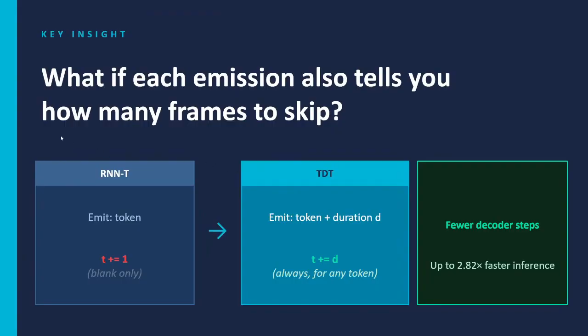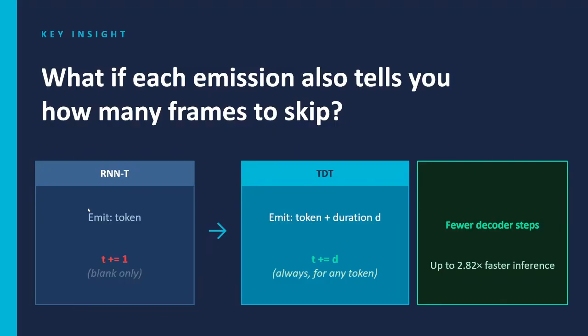TDT's core idea is incredibly intuitive. Since the blank symbol is just a way to skip a frame, why not just have every token explicitly tell the model how many frames to skip? On the left is the standard RNNT. It only advances by one frame when it sees a blank.